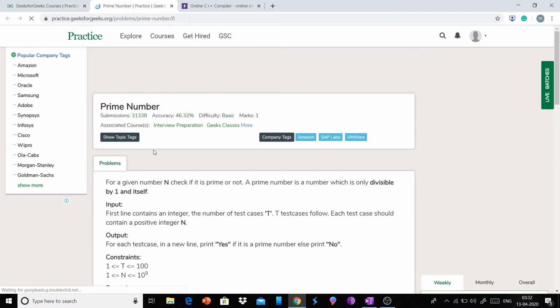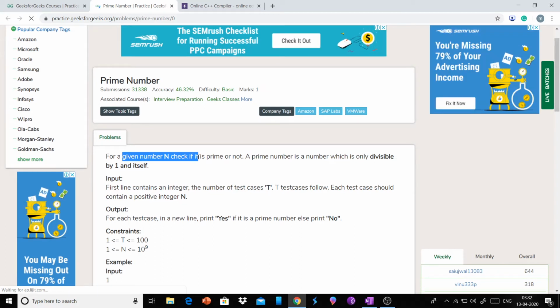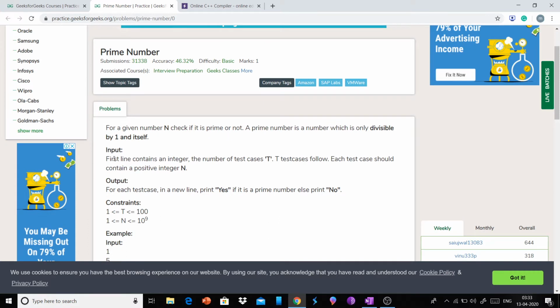So see, what is this question? For a given number n, check whether it is prime or not, right? A prime number is a number which is only divisible by one or itself, right? So what you have to give in input is that the first line contains an integer, the number of test cases t, right? And then we have to enter the number n, right?